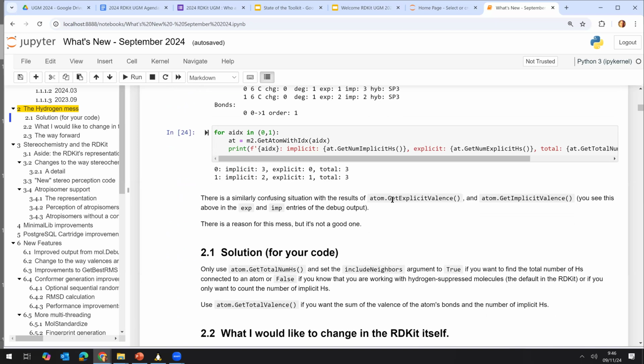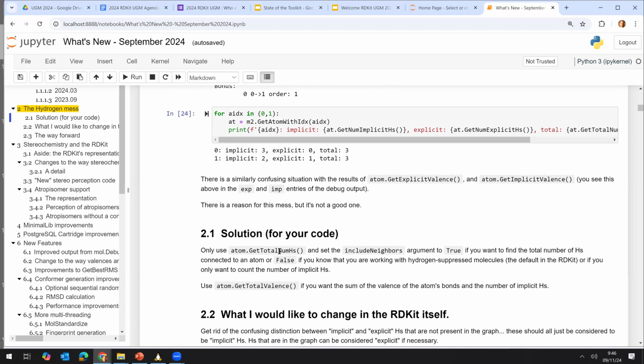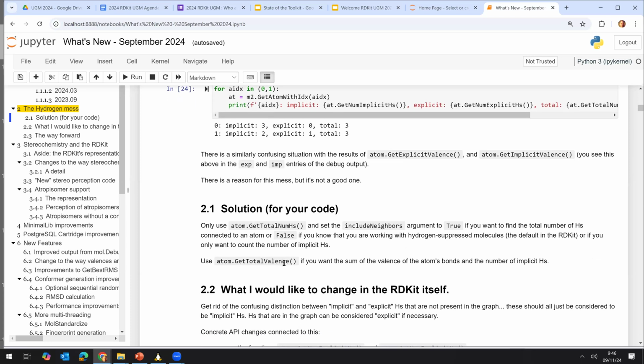So solutions for you to avoid the confusion at the moment, as long as it's still there, is you should always just use get total number of H's, right? That just gives you the total number of H's around an atom. And you can give it the include neighbors argument. If you set that to true, it looks to see if any of its neighbors are hydrogens. And if you turn that off, it just looks to see whether or not there are implicit hydrogens on them. What human beings think of as implicit, not RDKit implicit. And that will avoid the problem. If you want to know the total valence on the atom, just use atom get total valence, and then that takes care of all of that.